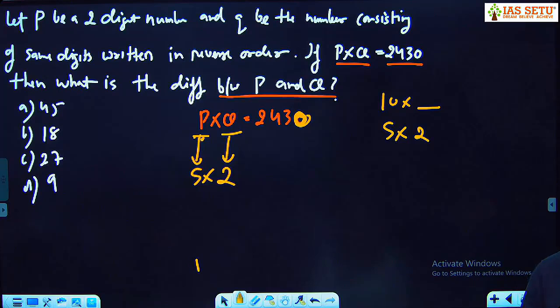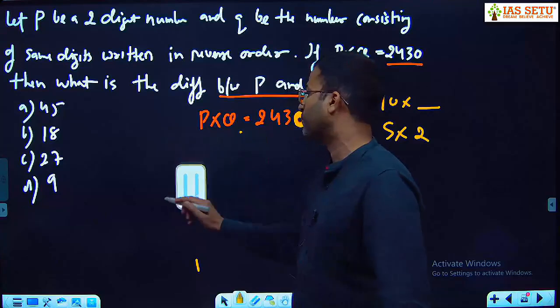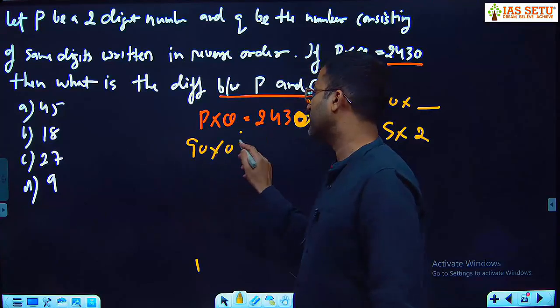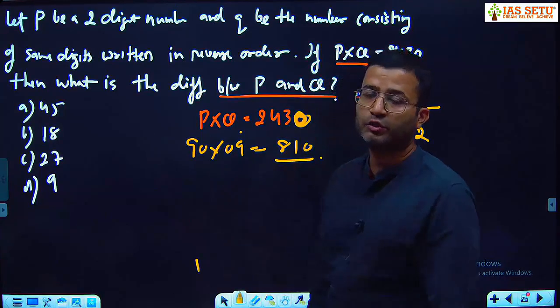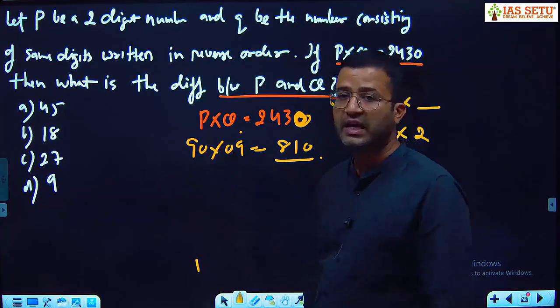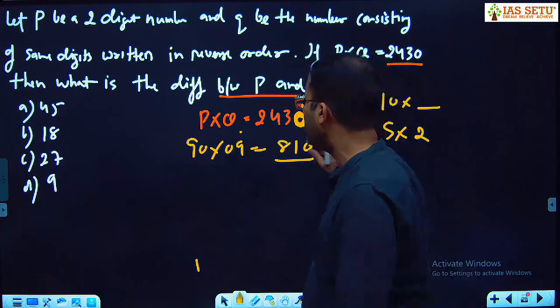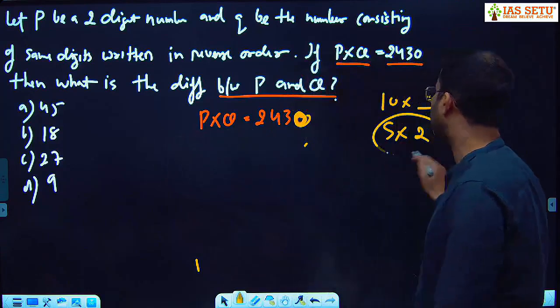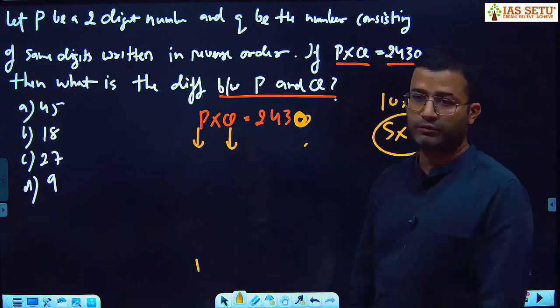90 को reverse करोगे 9. What is 90 into 9? 810. But our total has to be 2430. We have done hit and trial. मैंने maximum number 90 check करके देखा है. 90 multiply with 9 give you 810, but here the value given is 2430. So it means 90, 10, 20, 30, 40, 50, 60, 70, 80 not possible. It means the second possibility will work, that P is a multiple of 5, Q is a multiple of 2.